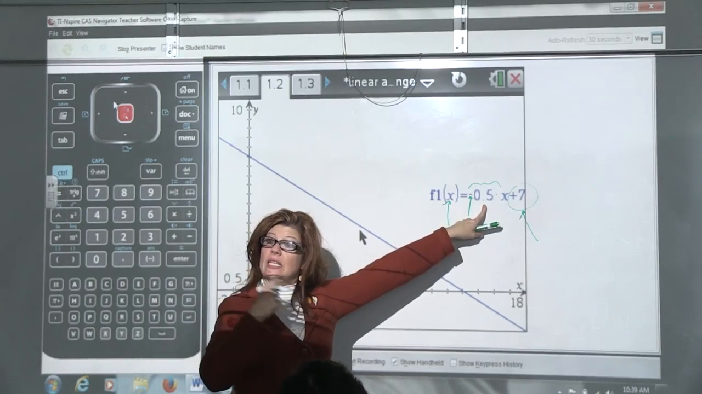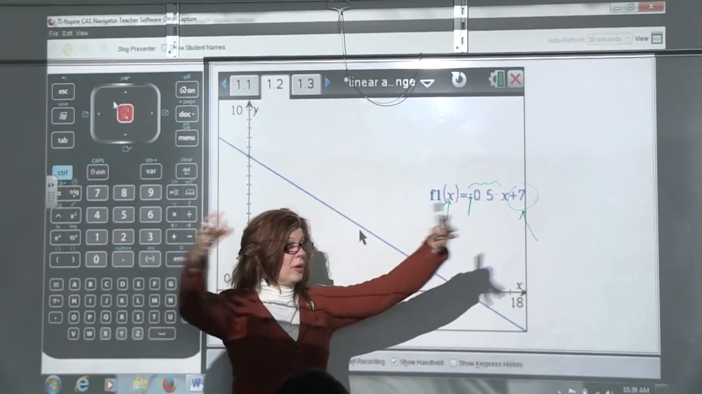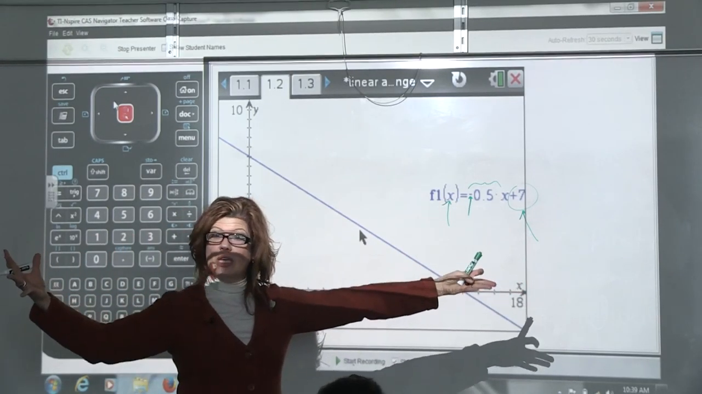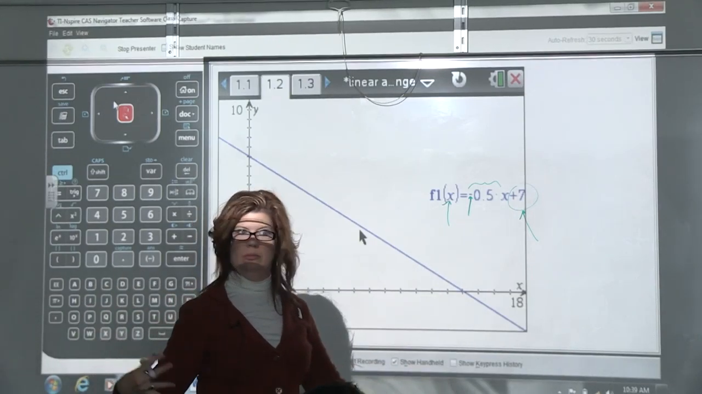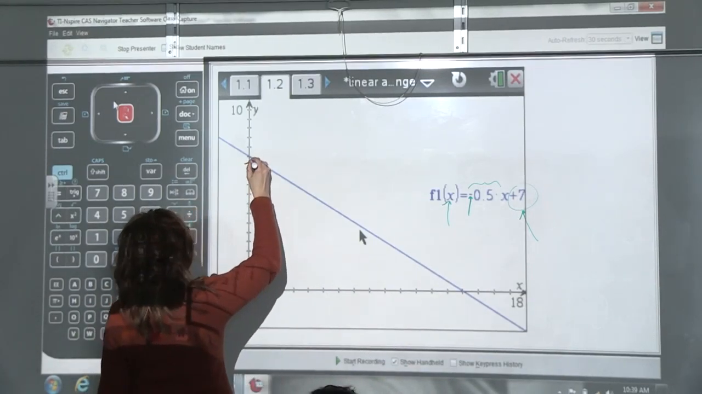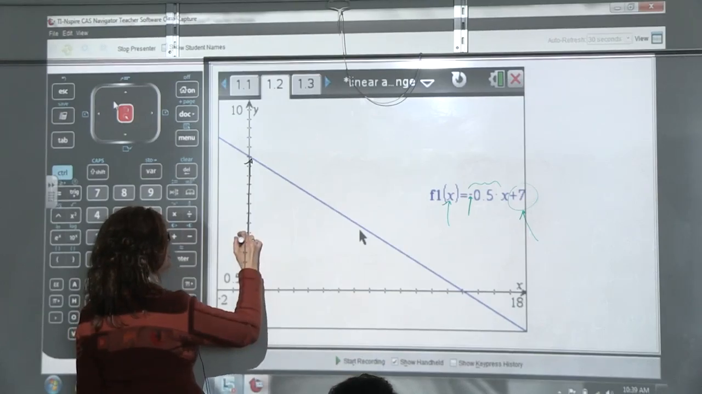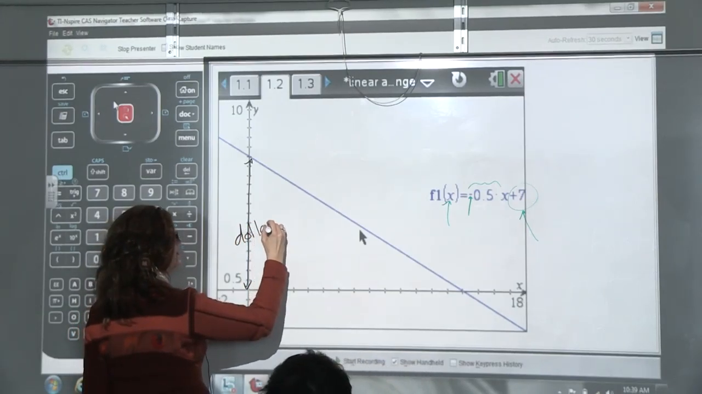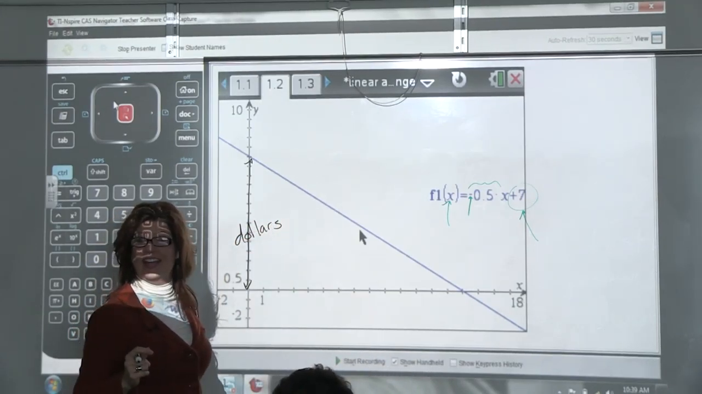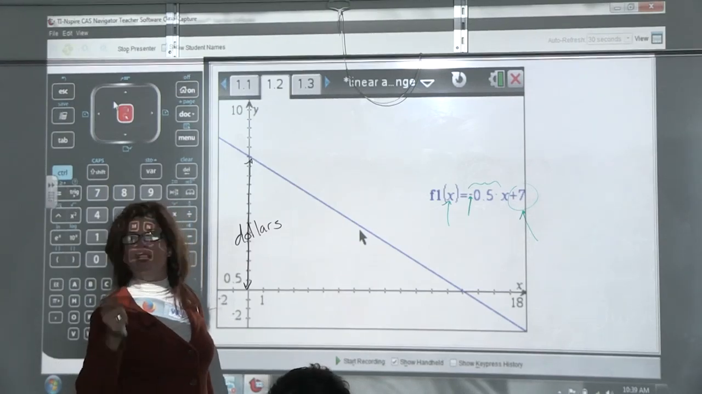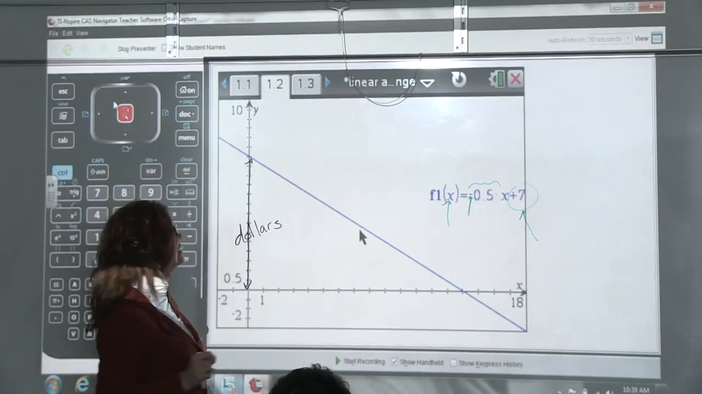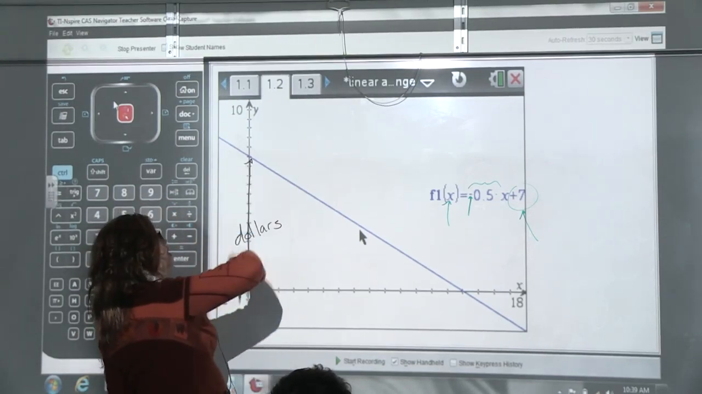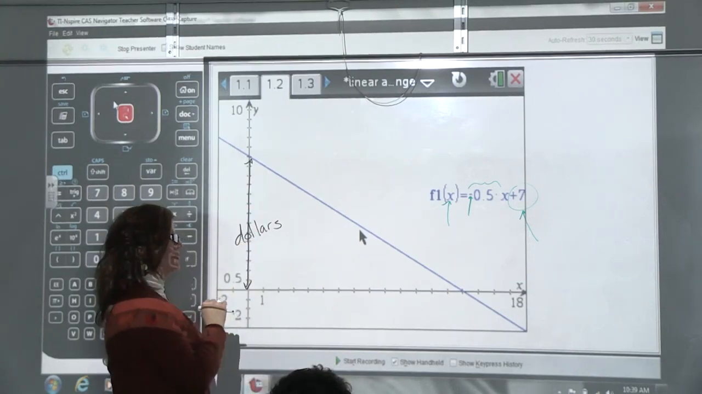But we've defined, just making up our story here, that this graph is in terms of dollars. This axis is about dollars. 50 cents. He's actually losing a lot more cents. So this vertical axis is dollars.